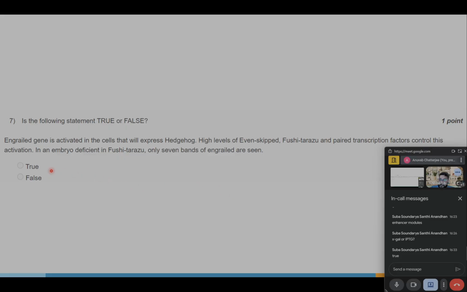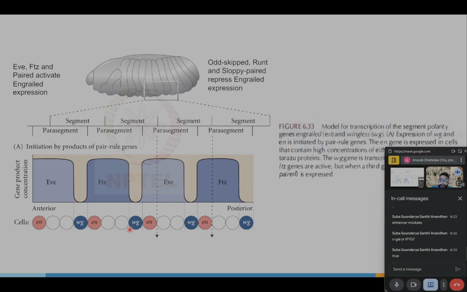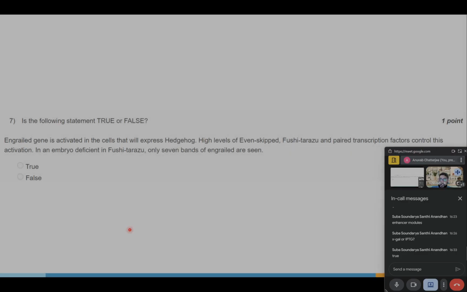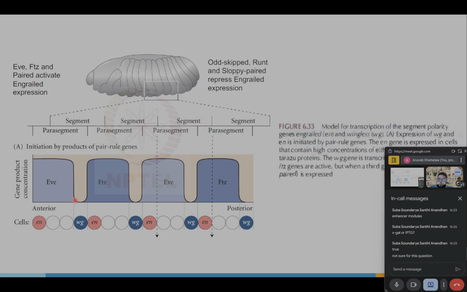Okay, so we have the answer true, which is the correct answer, but let us look at it in detail. The first thing that we'll look at is the next set of genes. So we have looked at gap genes, we have looked at pair rule genes. Next, we will look at segment polarity genes.